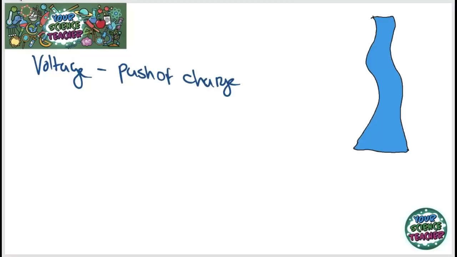Now, in a river also you have what's called a current, and the current is how much water passes per second, whereas in a circuit, the current is the amount of charge passing per second.